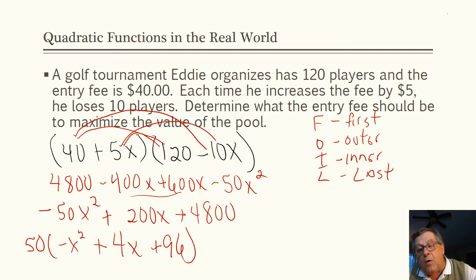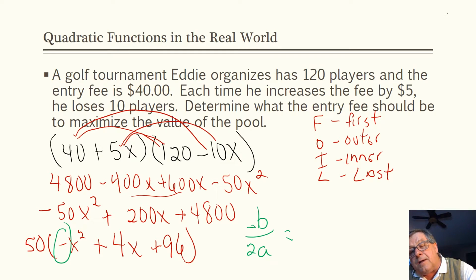And first off, why do I know it's a maximum value? Because I got a negative coefficient on that lead term. That -1 tells me that that's going to be a maximum value. And if I use the little formula, negative b over 2a, well, I can find that x-coordinate, and that tells me x is the number of increases that Eddie could have. And so let's complete that.